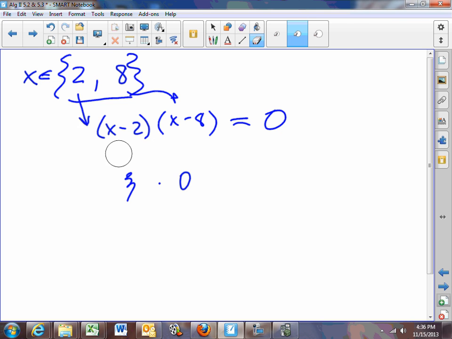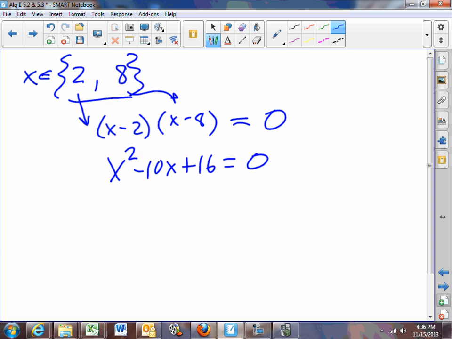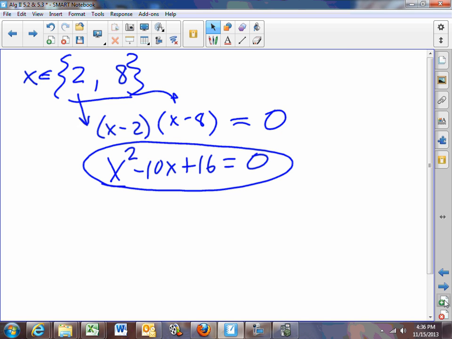Now, we can make it look more like a quadratic equation by FOILing these out. We get x squared minus 10x plus 16 equals 0. So there is a quadratic equation in standard form that has the solutions we requested. And that takes care of the concepts we wanted to discuss here.